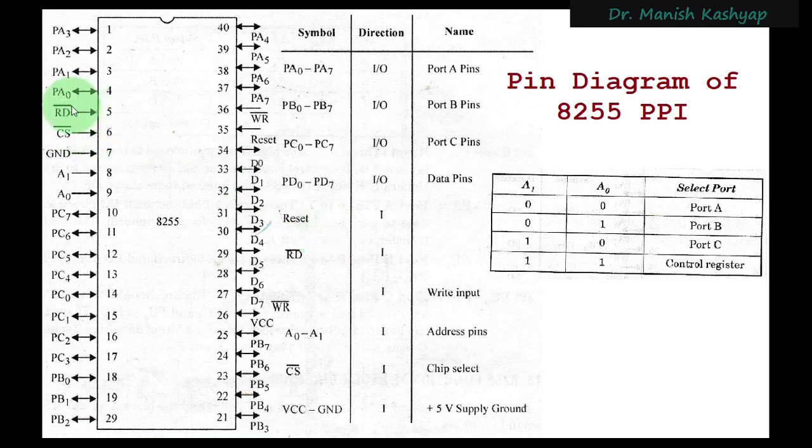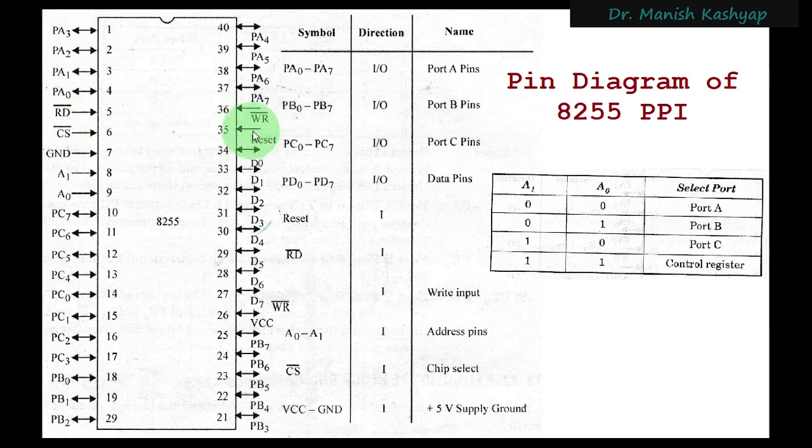So this read signal comes from the microprocessor. And after that, there is also this write signal. As you can see, this write signal also comes from your externally interfaced peripheral, so that if that peripheral wants to write something to the microprocessor, then it will go through this 8255 PPI. So that's why this write signal is being used here, right?